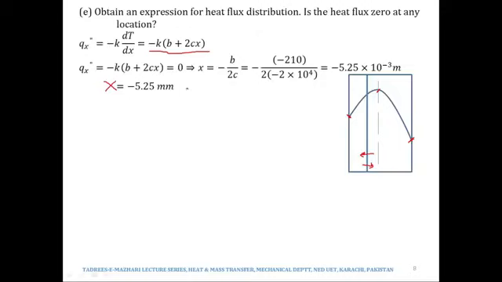So x equal to minus 5.25 millimeters is that place where heat flux is 0. It means that heat is being generated from this section and is then moving in both the directions. That is the only way that the heat flux can be 0. It means that heat flux is not crossing this point. Rather, from this point it is moving in both the directions, negative x-axis and positive x-axis. This is what it means. This is the importance of this part E.